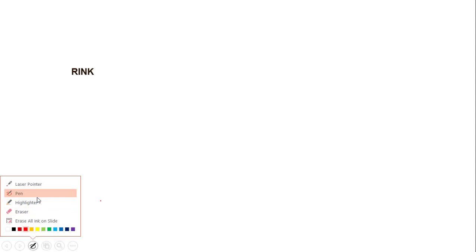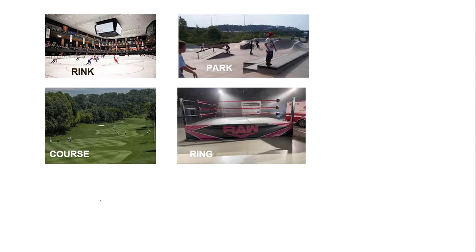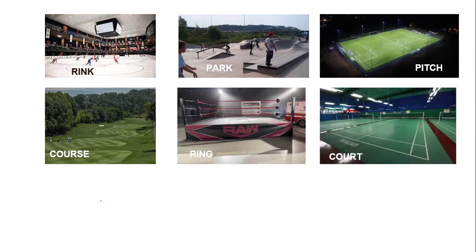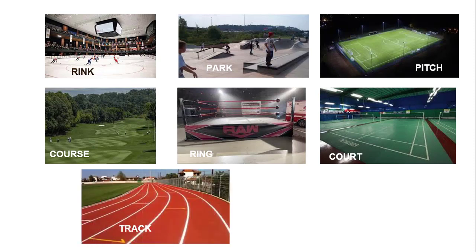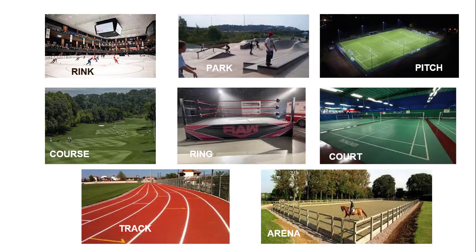Okay, first one, ring. That is how it looks like. Number 2, course, golf course just now. Number 3, skateboarding park. Number 4, wrestling ring. Number 5, football pitch. Number 6, badminton court. Next one, athletic tracks. And finally, horse riding arena.